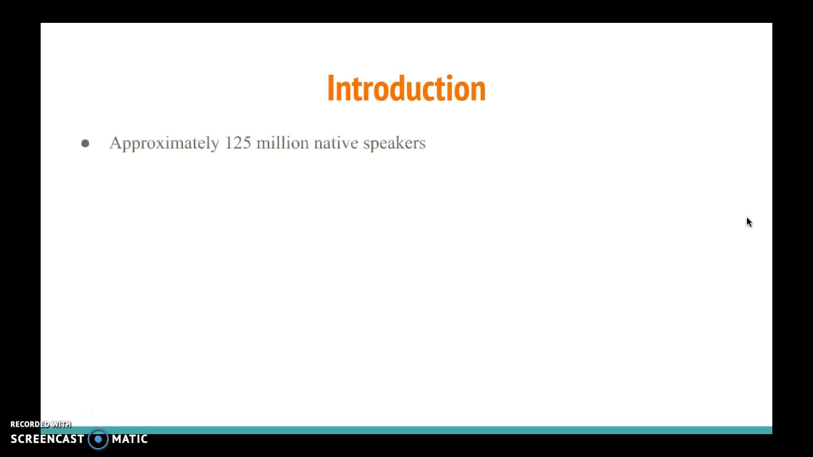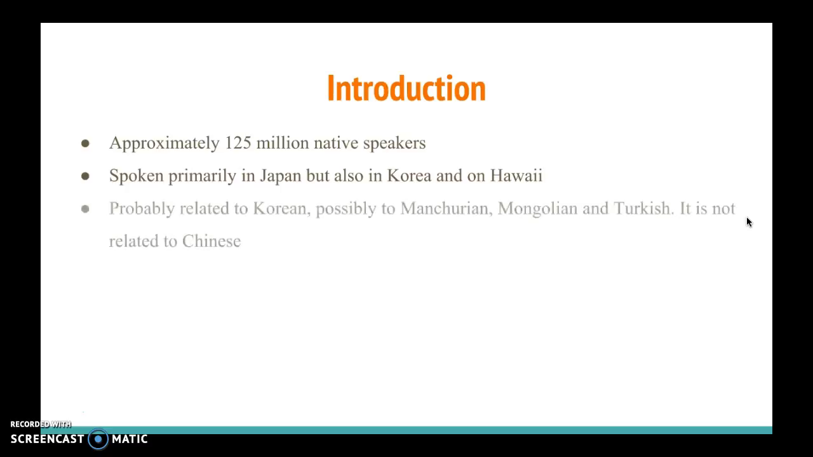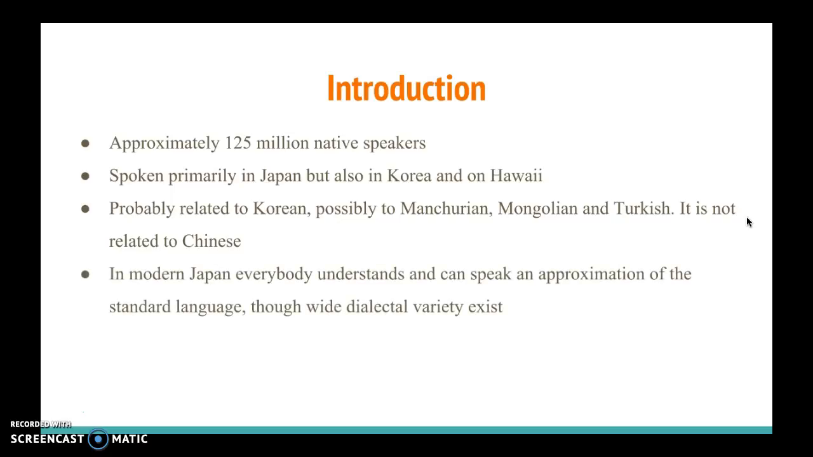So, Japanese, or Nihongo, is spoken by approximately 125 million native speakers. It is spoken primarily in Japan, but also in Korea and on Hawaii. The language itself is probably related to Korean, possibly to Manchurian, Mongolian, and most surprisingly, to Turkish. It is not, however, related to Chinese. In modern Japan, everybody understands and can speak an approximation of the standard language, though wide dialectal variety exists.